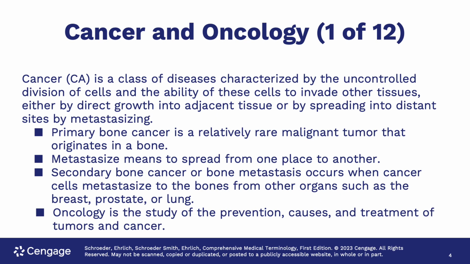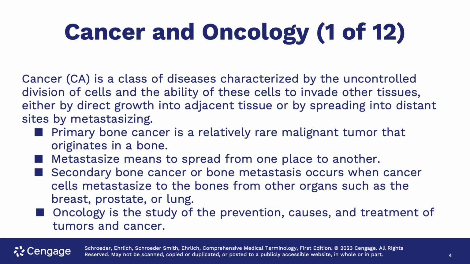So cancer is a class of disease that is characterized by uncontrolled cell growth. So uncontrolled division of cells and growth of those cells. And they often have the ability to invade other tissues, either through direct growth into adjacent tissues or by spreading to distant tissues through metastasizing.